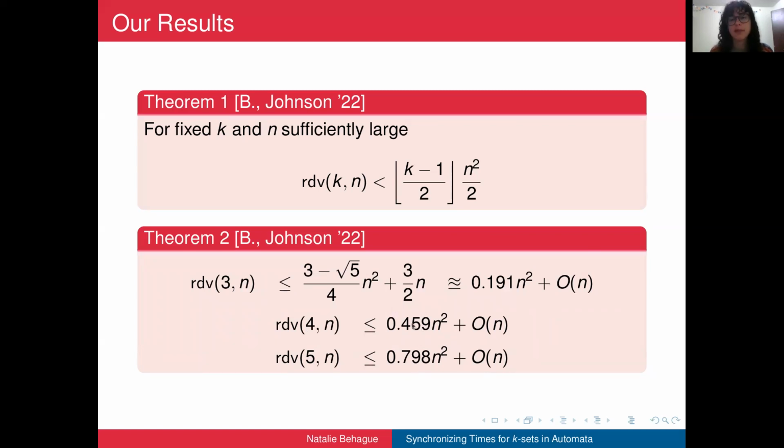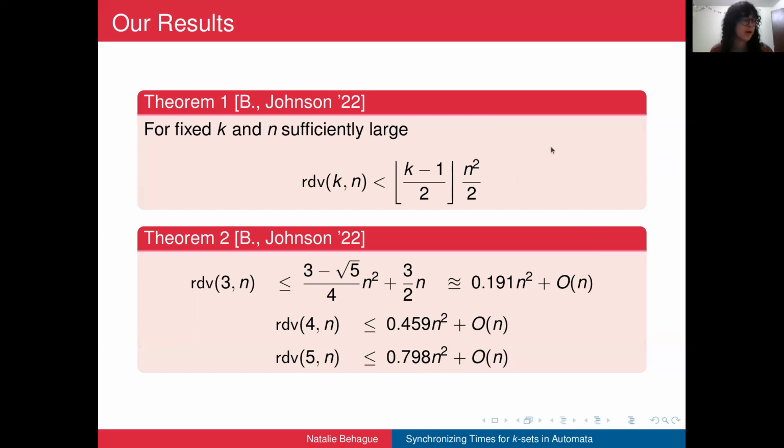So if you compare these, what theorem 1 would give you when k equals 4 is n squared over 2. Our improvement on that n squared over 2 is 0.459. And in the case of k equals 5, the previous upper bound is just n squared, so 0.798 is actually quite a lot of an improvement on the constant 1 n squared for k equals 5. So, yeah, our approach was purely combinatorial, no linear programming.